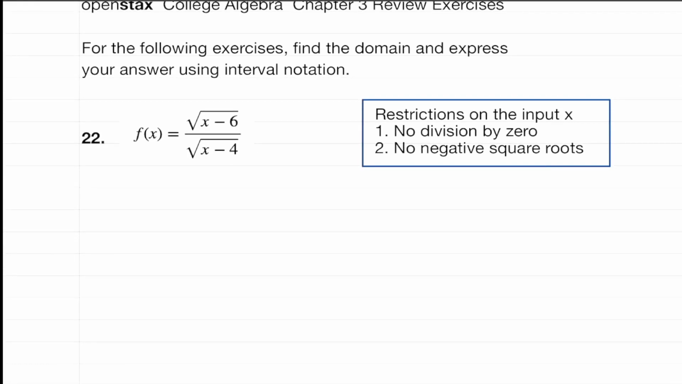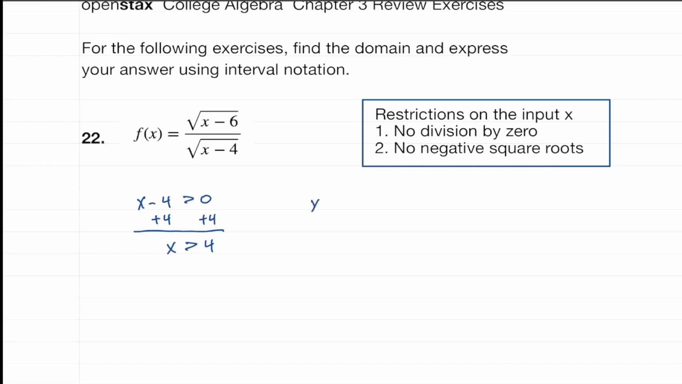All right, so the x minus 4 has to be greater than 0. And we're not going to allow it to be 0 because it's in the denominator. So let's add 4 to both sides. And we find that x must be greater than 4.